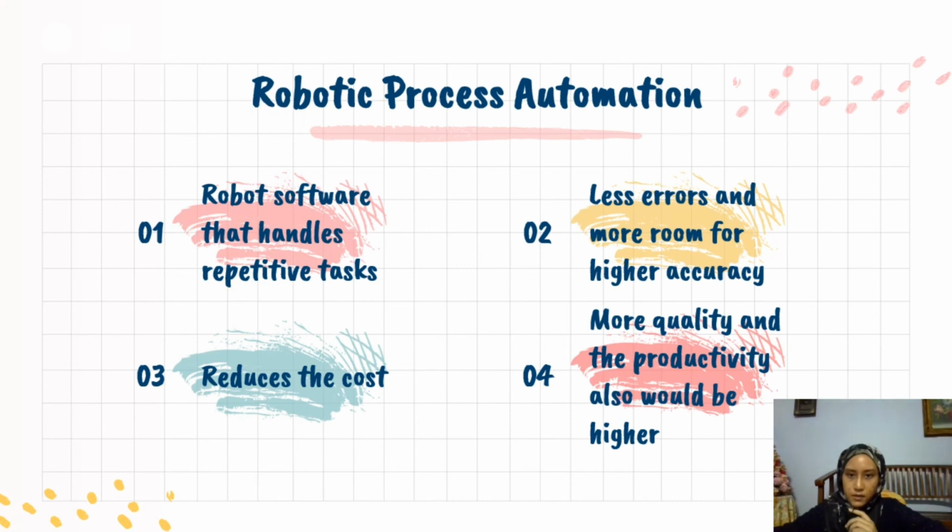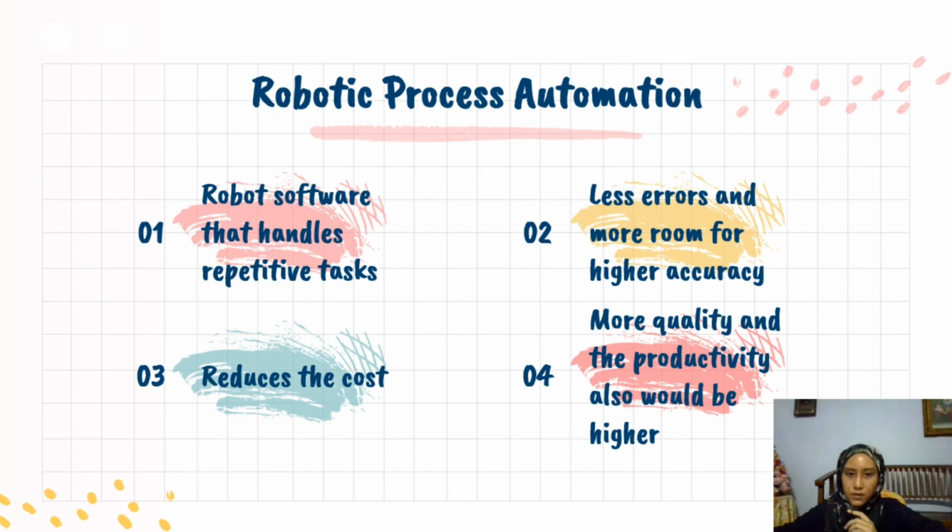Since it is a robot, surely there will be fewer errors and higher accuracy, which would lead to less wasted time and cost to fix problems from human errors. The information processed by this robot software would have more quality and the productivity would also be higher since it is a robot that could handle lots of work. All the data processing, data-related tasks and invoice processing that happen a lot in business could be easier with RPA.